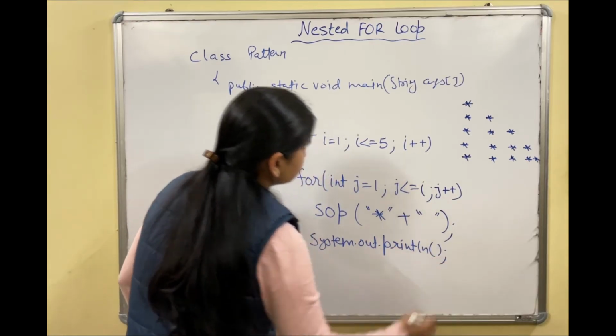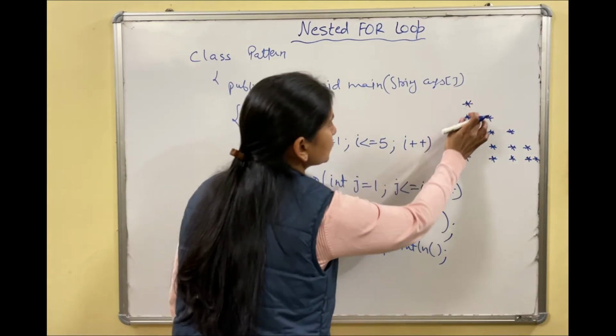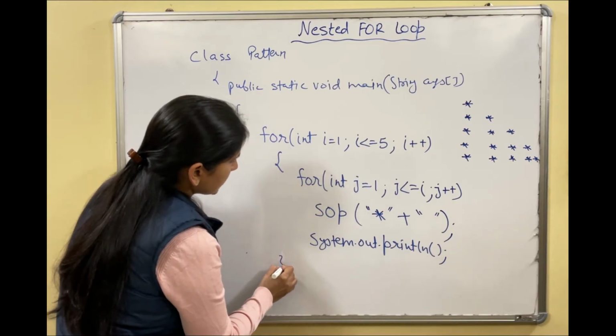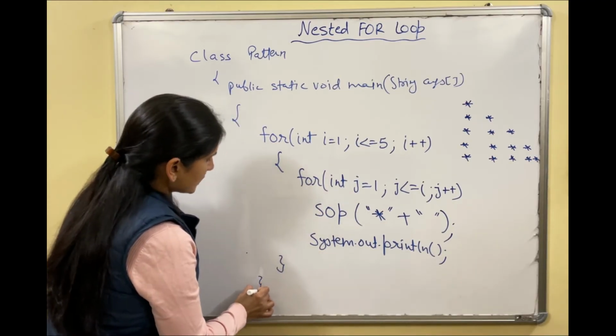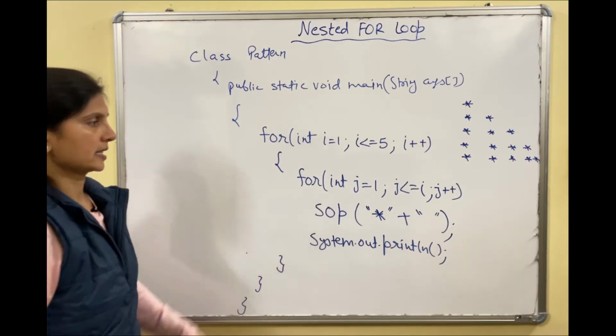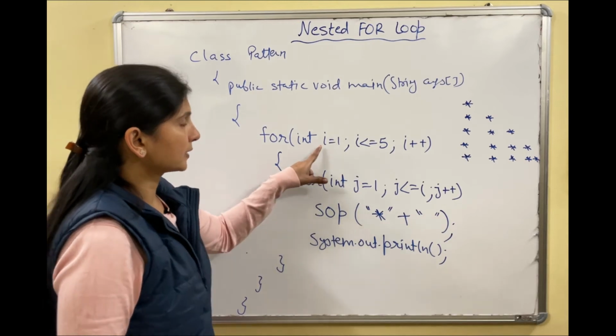System.out.println. Fine? This is to bring the cursor to the next line. Now see, and now we will close the outer loop, we will close the main function, and then we will close the class. So this is the program for this pattern. See how it will work.